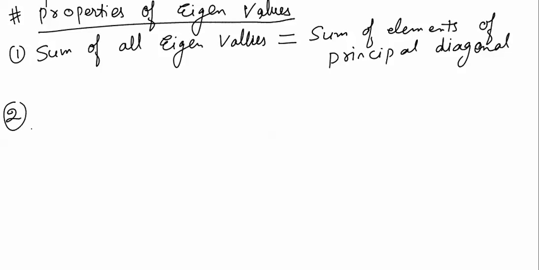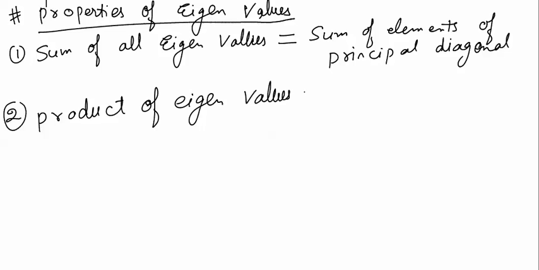Second, the product of eigenvalues will be equal to the determinant of matrix A. In fact, you can say whatever matrix is given to you, the determinant of that particular matrix, right?